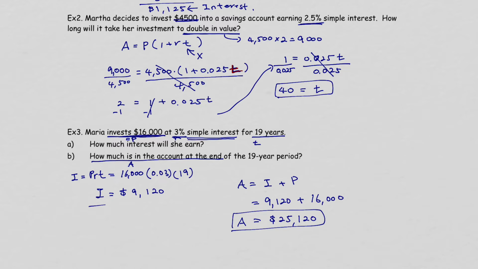So that's the total amount, that's the interest. If we use a different formula to find our total amount, you should end up getting the same solution, right? If you use A equals P times 1 plus RT.